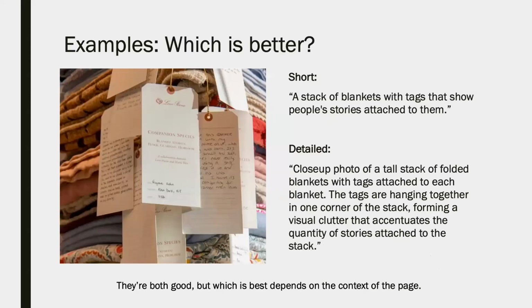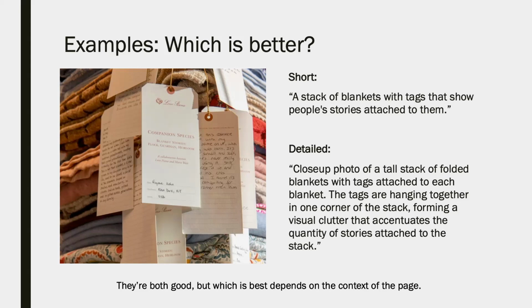I have another example here. This is from the blog post that we were just looking at. So I have a couple, I'll describe the photo first. So the photo is a stack of folded blankets, and attached to each of those blankets is a tag, and written on that tag is a handwritten story that is relevant to the person who donated that blanket for this particular artwork. And it's just a close-up of a corner of this artwork. It's not the whole thing. And so a short description of this photo that might be appropriate is a stack of blankets with tags that show people's stories attached to them.